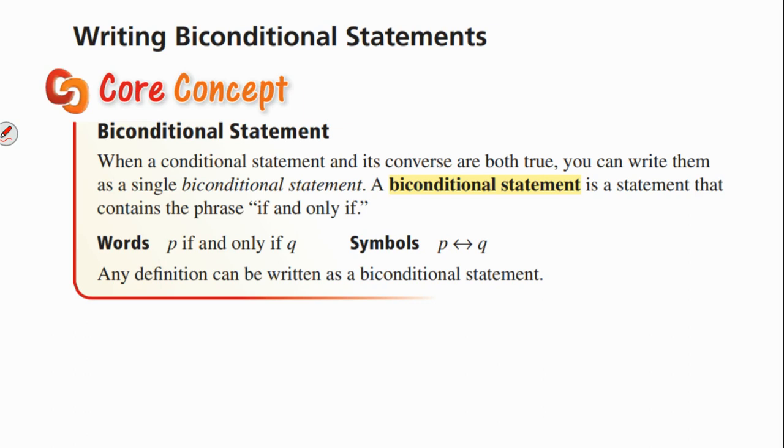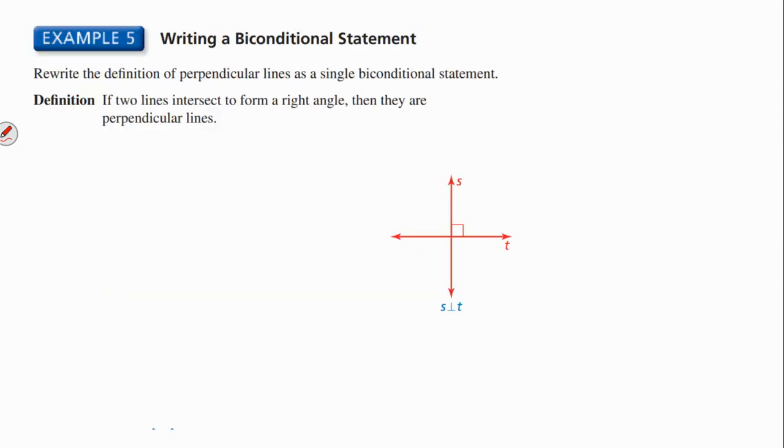Now what we're going to do is look at writing a biconditional statement. A biconditional statement is when a conditional statement and its converse are both true. So you can write them both as a single biconditional statement. This statement contains the phrase "if and only if" in it as well. It is only written that way if it's true that the conditional statement and its converse are in fact true. So we're going to look at an example of this.